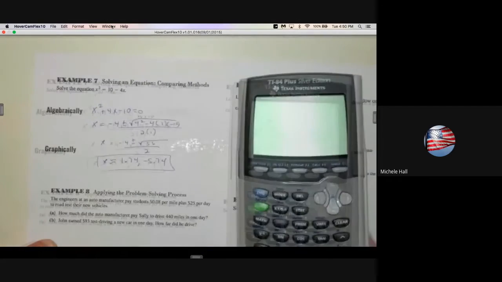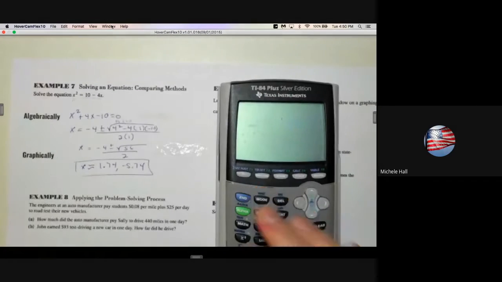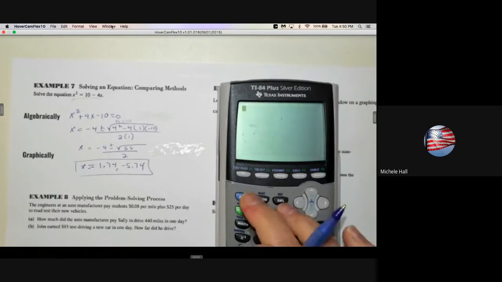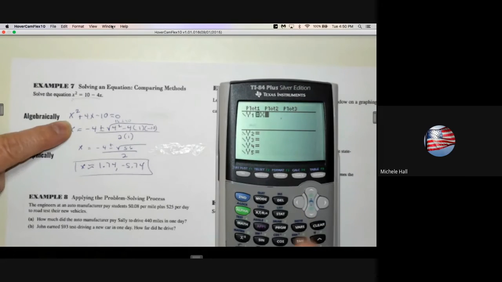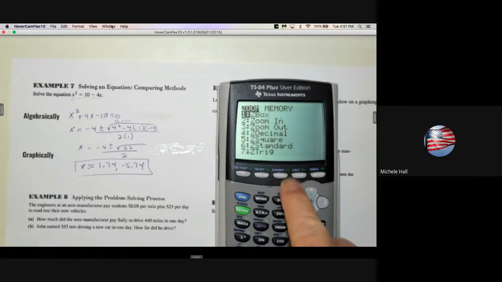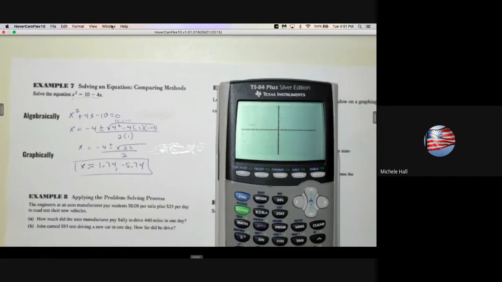How about graphically? I am going to go to stat plot and shut it off. Second, y equals, not doing a scatter plot, so enter, shut it off, enter. All right, y equals x squared plus 4x minus 10. Graph. I see my window is all messed up, so I'm going to go to zoom, number 6, a standard 10 by 10. Start there. I am looking to solve for x.